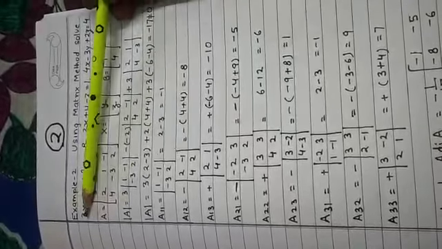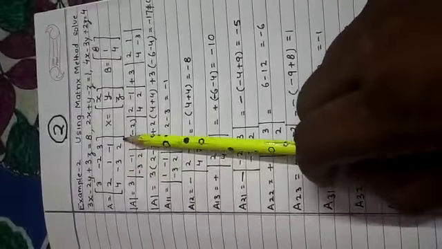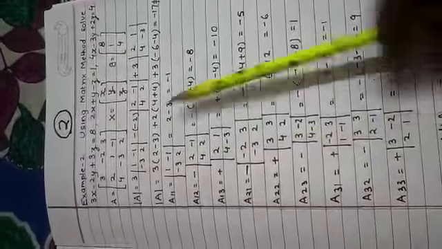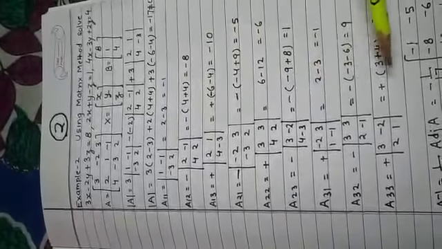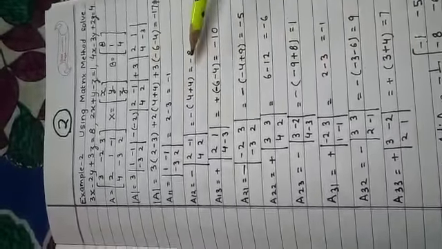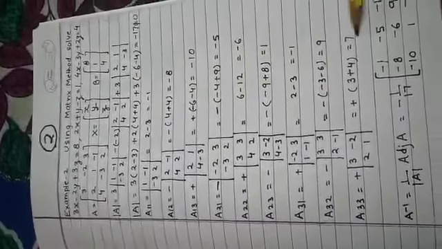For the determinant of A11, we leave the first row and the first column: 1, minus 1, minus 3, 2. You can see we have learnt this earlier. We'll find these cofactors: minus 1, minus 8, minus 10, minus 5, minus 6, 1, minus 1, 9, 7.